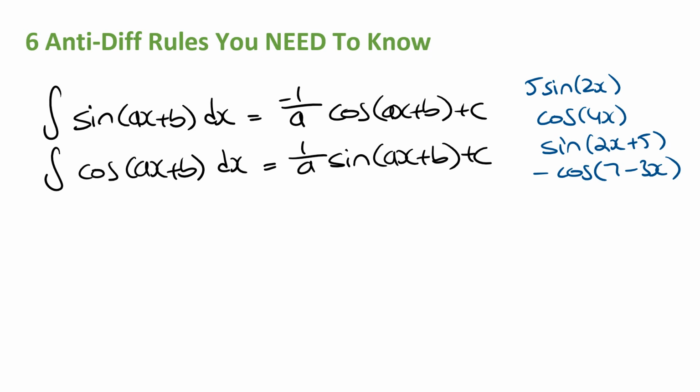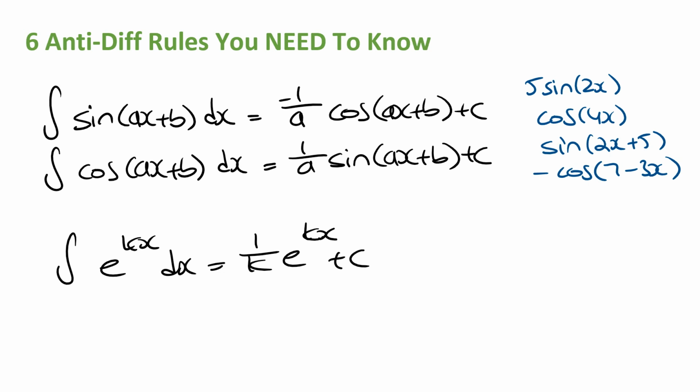And the sixth rule is when you're integrating an exponential. And so if we have the integral of e to the kx dx, this is going to equal 1 on k, the coefficient of the x term, times e to the kx, and then plus c.